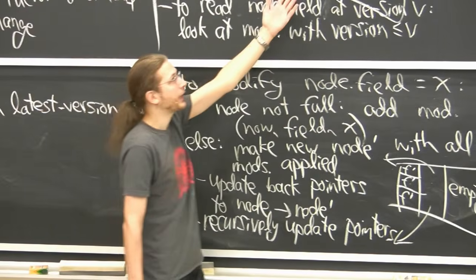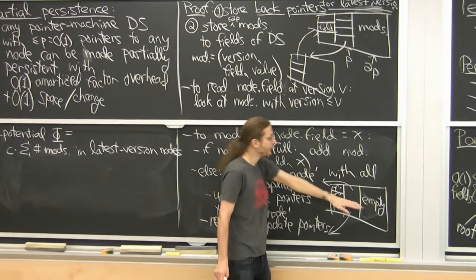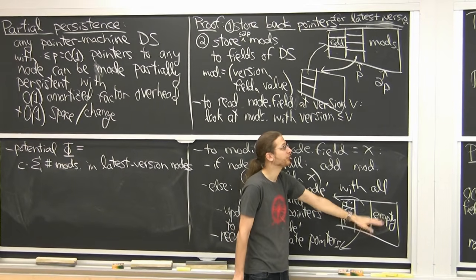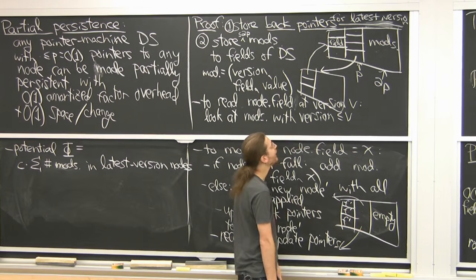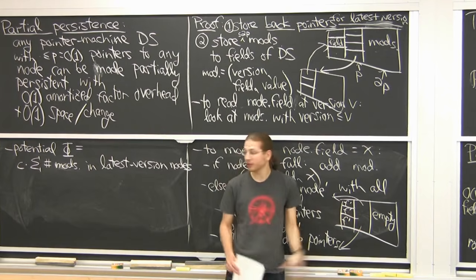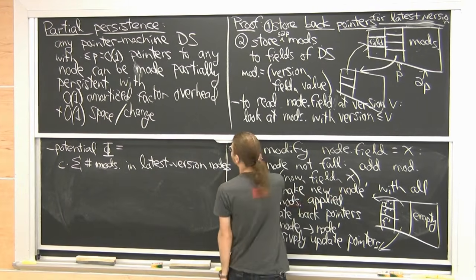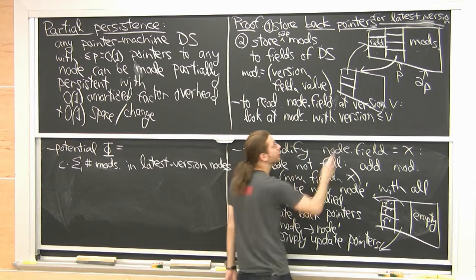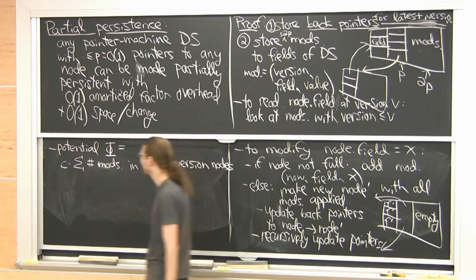So I don't really care about that node. It's got a ton of mods. But what's nice is that when I create this new node, now the mod list is empty. So I start from scratch, just like reinstalling your operating system. It's a good feeling. And so the potential goes down by 2 times, or I guess C times 2 times P. When I do this change, potential goes down by basically P.